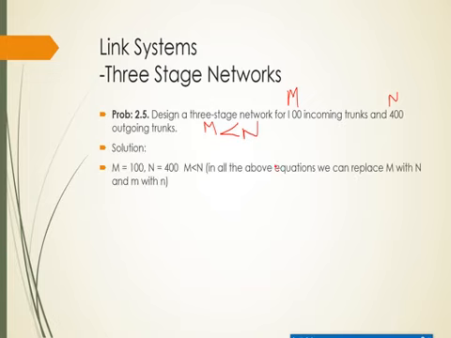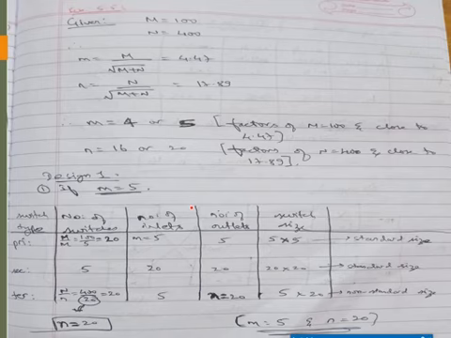In the solution, m is equal to 100, that is 100 incoming, and n is equal to 400, that is 400 outgoing trunks, and it is an expander. So in all the above equations we replace capital M with capital N and lowercase m with lowercase n. When we do that, this is what we obtain. If we try to identify the number of cross points, it turns out to be 4473, which is approximately 4500.